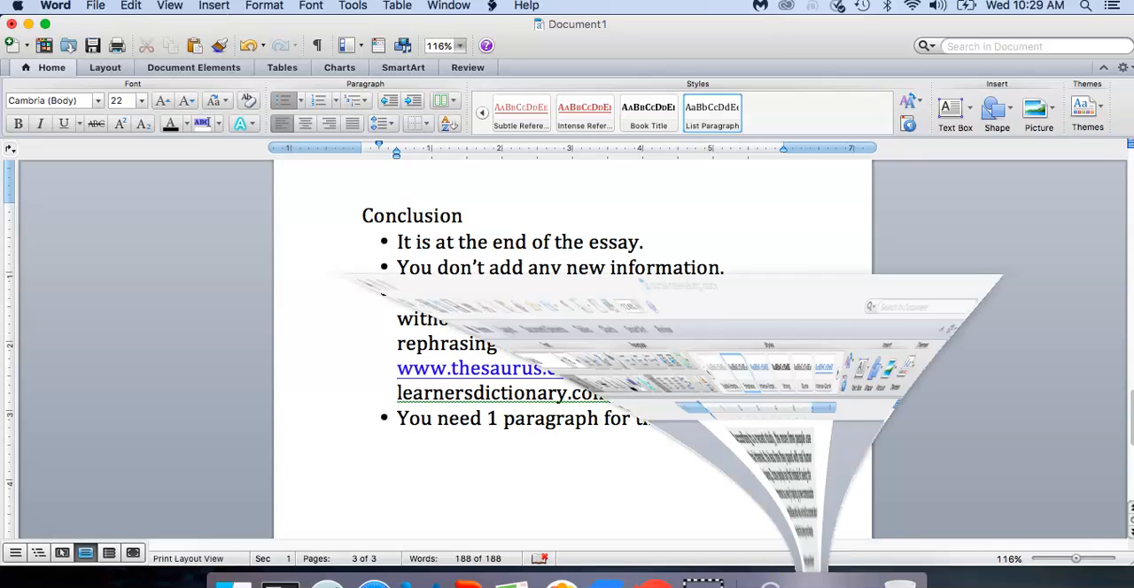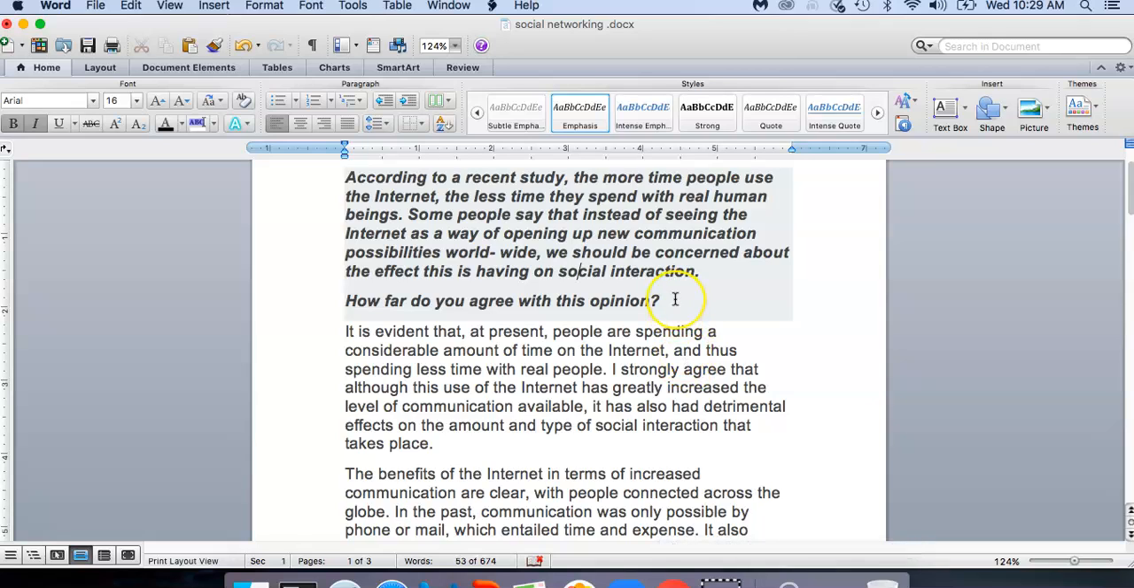Now we will look at an actual essay, okay? So the topic for this is, according to a recent study, the more time people use the internet, the less time they spend with real human beings. Some people say that instead of seeing the internet as a way of opening up new communication possibilities worldwide, we should be concerned about the effect this is having on social interaction. How far do you agree with this opinion? So basically, it's asking you, do you agree or not?